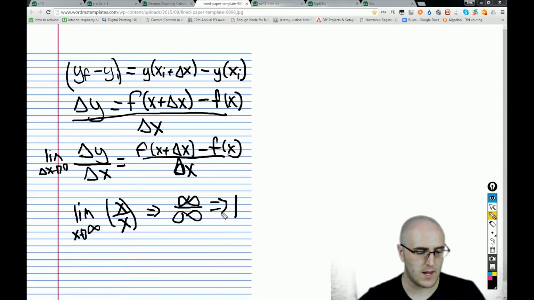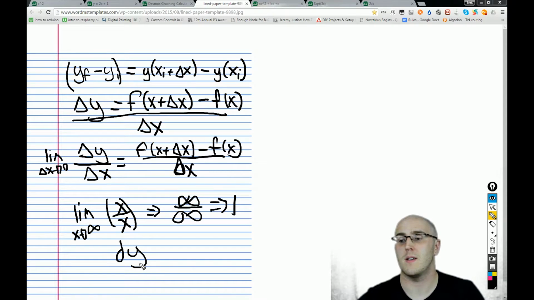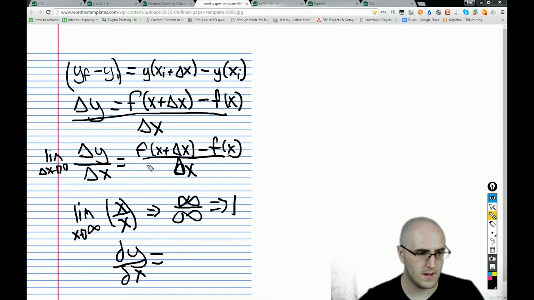Differentials are the same way. So dy is not a number. It's an infinitesimally small concept representing a change in y. And dx is also not a number. It is an infinitesimally small change in x. But their ratio is constrained by this function here. This one right here.